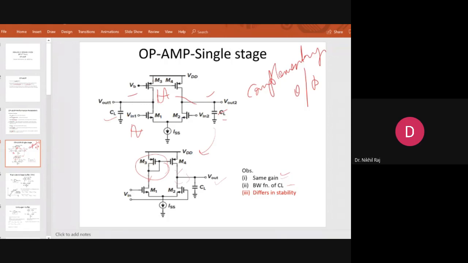However, there will be a difference from the stability point of view, because in the current mirror based differential amplifier there is a formation of poles at different nodes. There will be a mirror pole and the output pole, and there will be a close relation between them as to which one of the poles will be very near to the origin. Due to the mirror pole the signal path is slow, so that also makes the op amp somewhat slow. So there will be a difference in stability if we compare these two architectures.